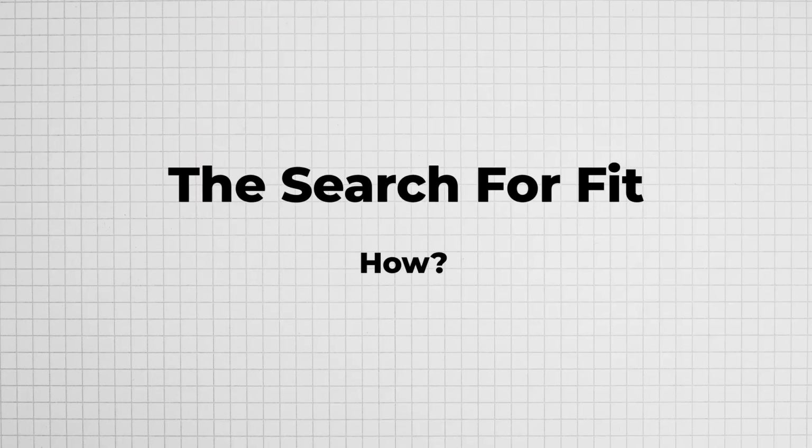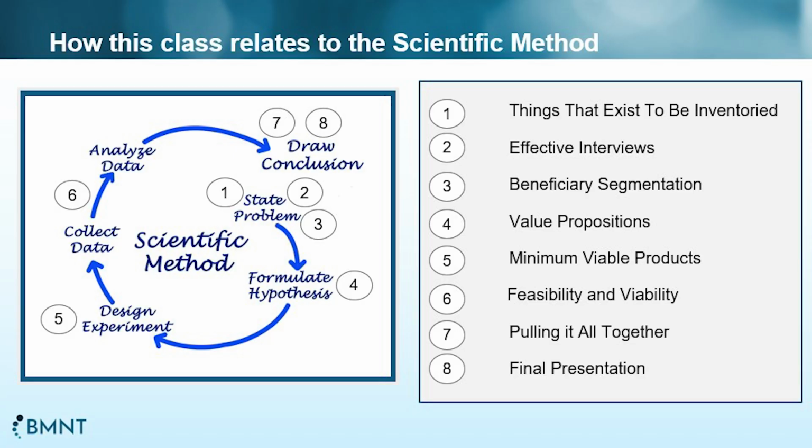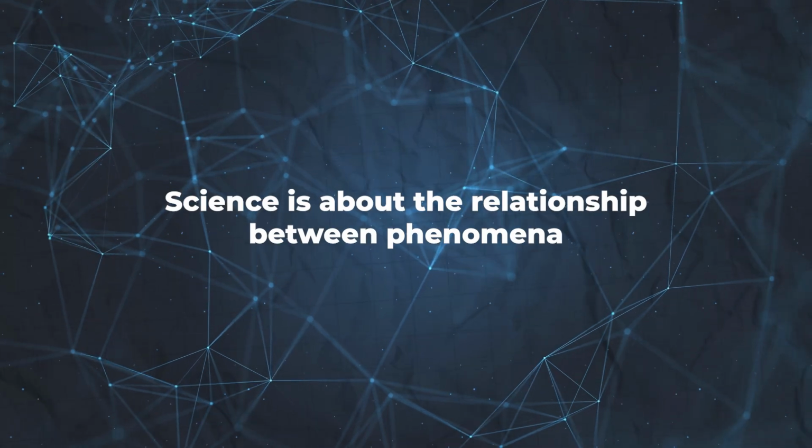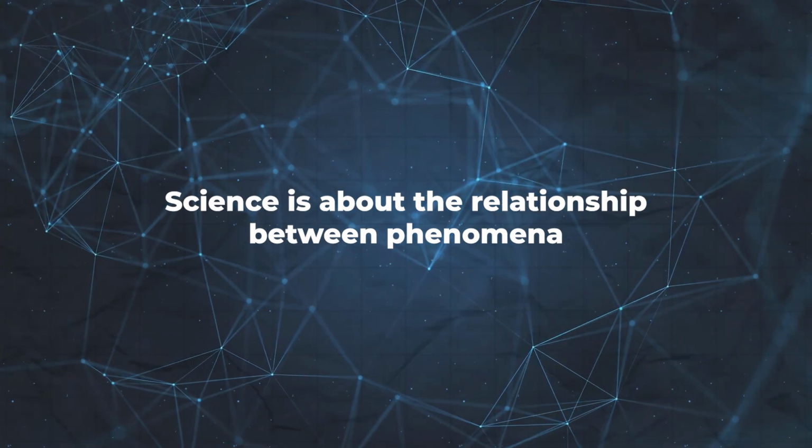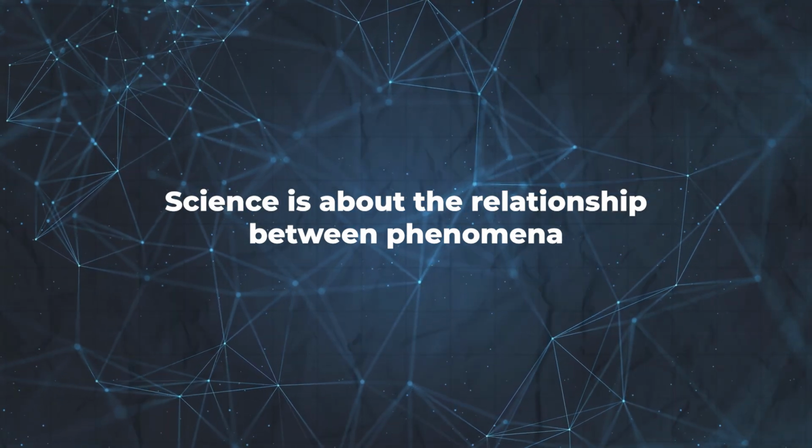The way that we're going to teach you how to search for fit is by using the scientific method. The same methodology that works for discovering what is true in science works for discovering what is true in the business world. Because all of science is about the relationship between phenomena. If this happens, then that happens. You'll see how that applies in the business world as well. The first three parts of this course are all about that idea of problem, solution, fit.